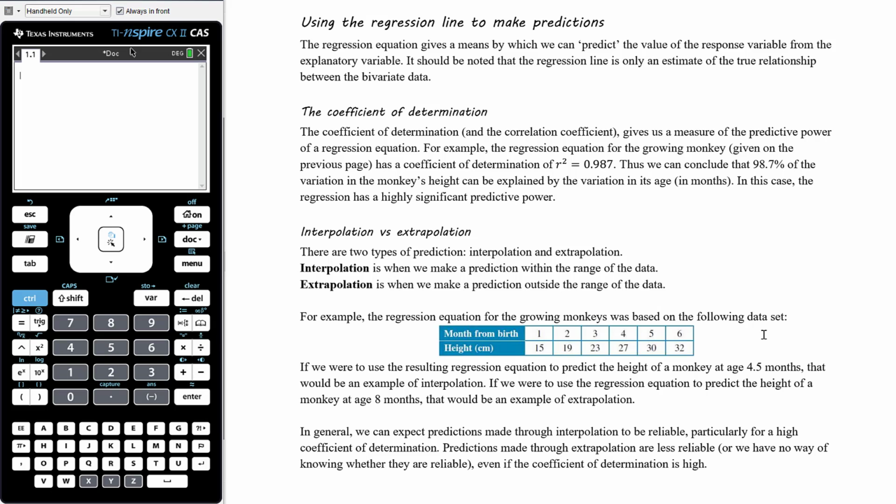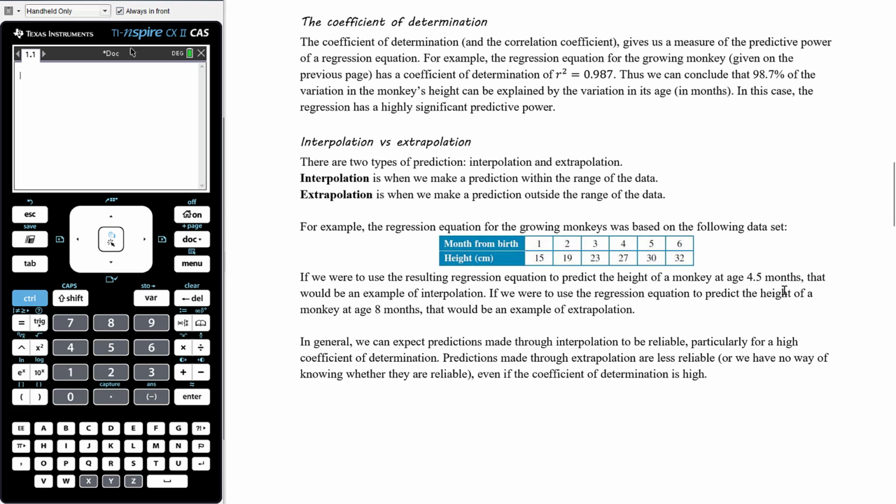We can be pretty confident about the predictions we make using this particular regression equation. So level of confidence is definitely going to be to do with the strength of the association, but the other thing we need to be a bit careful about is whether we are interpolating or extrapolating from the data. Okay, so there's two types of prediction. Interpolation is when we make a prediction within the range of the data.